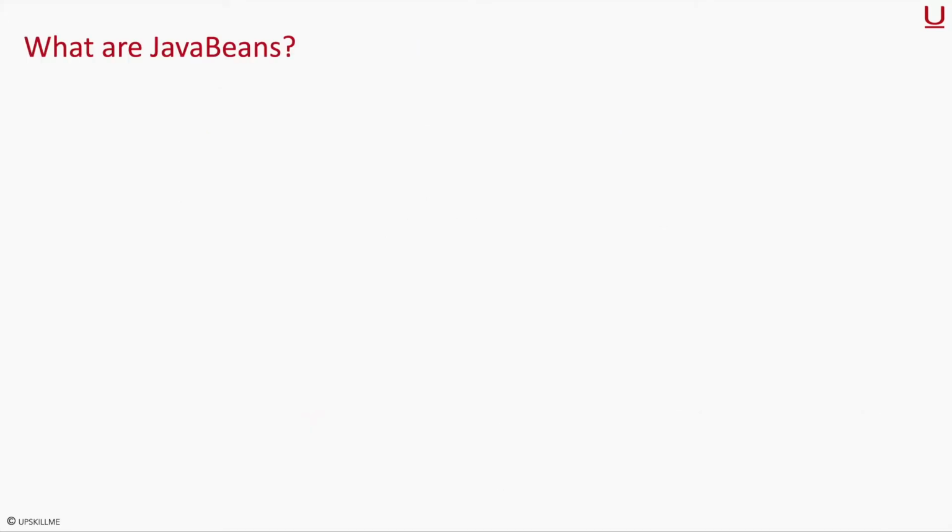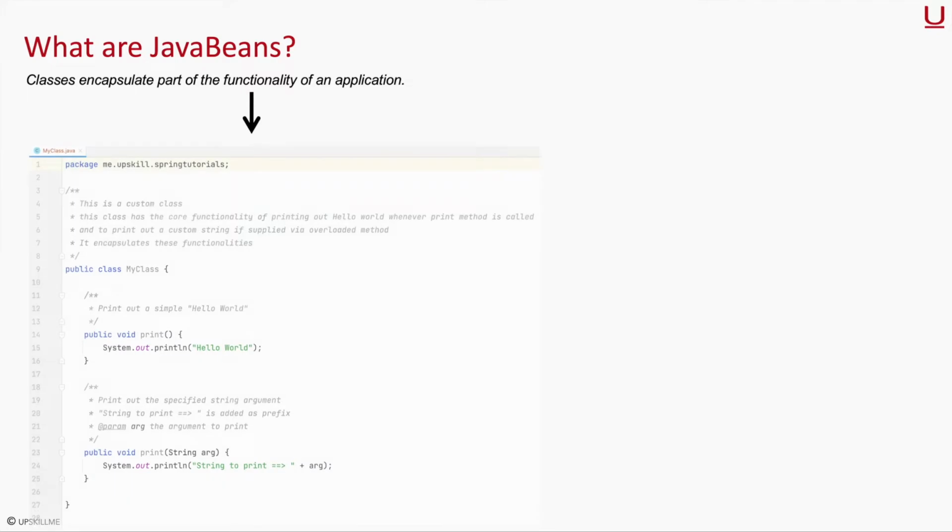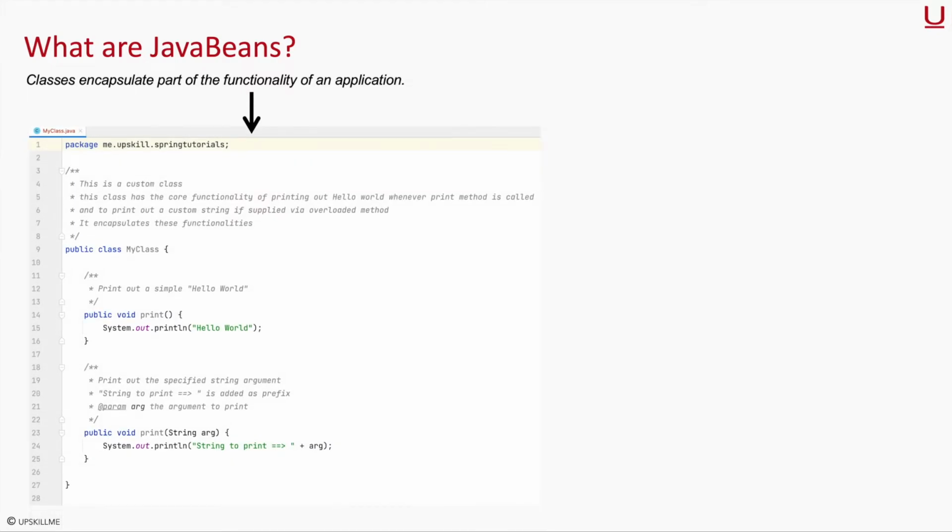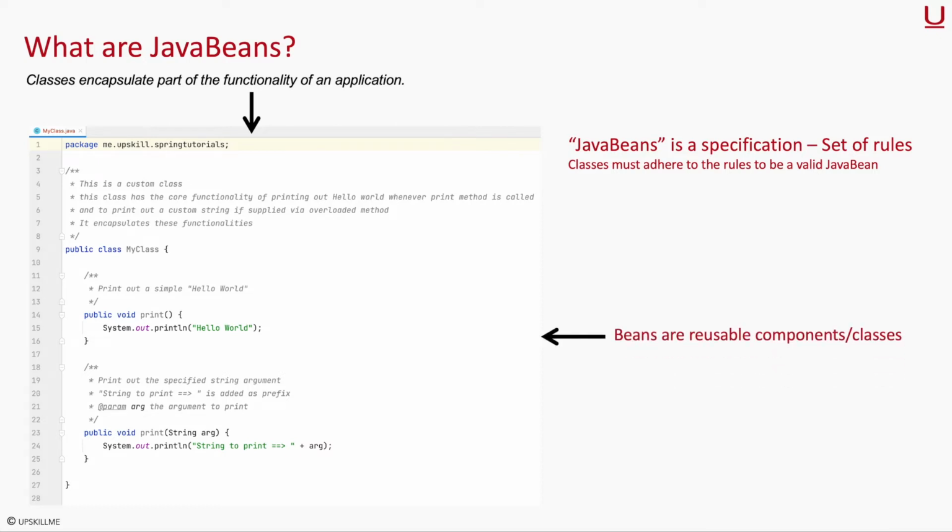Now, a natural question is, what are JavaBeans? Let me explain the concept of JavaBeans with the help of an example. To recall, we all understand classes encapsulate part of the functionality of an application. JavaBeans are nothing but standalone Java classes which follow a standard set of rules. Technically, JavaBeans is a specification, that is to say, a set of rules or standards, and beans are reusable components or classes.